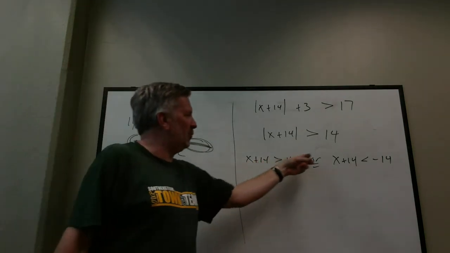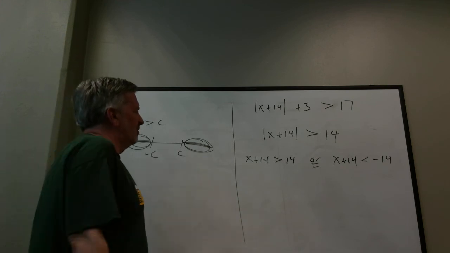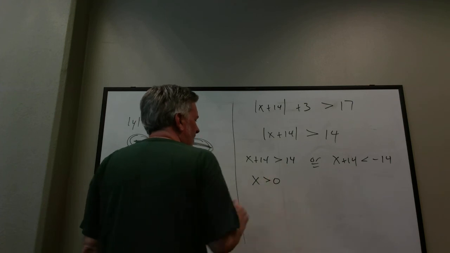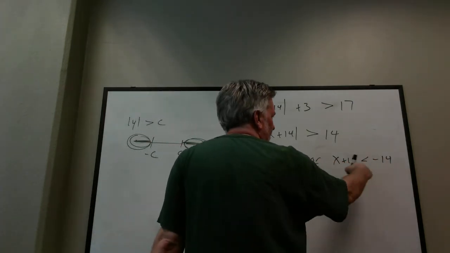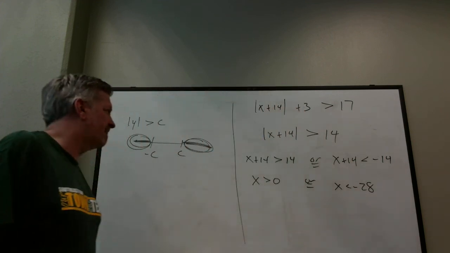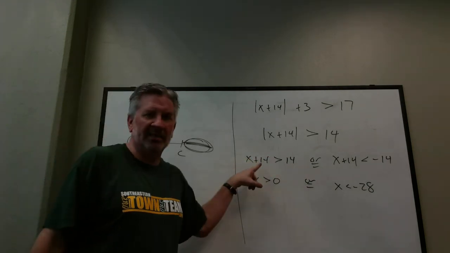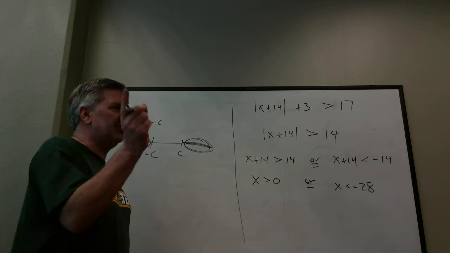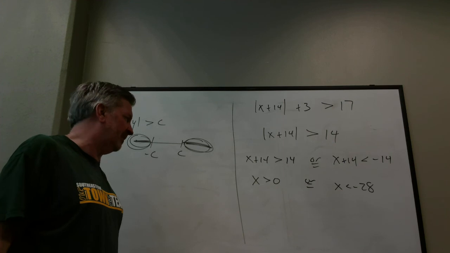So now you just have two small inequalities to solve. So here, if I subtract 14 from both sides, I get x is bigger than 0. Or, if I subtract 14 from both sides here, you get x is less than negative 28. Notice I didn't change the inequality. I subtracted 14. I didn't multiply or divide by a negative. Okay, that's different. Adding or subtracting something from both sides doesn't change the inequality. It's when you multiply or divide by a negative number.